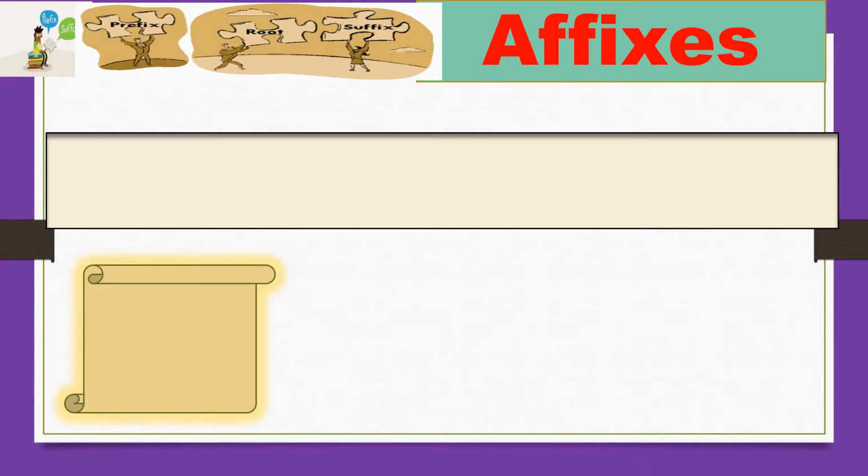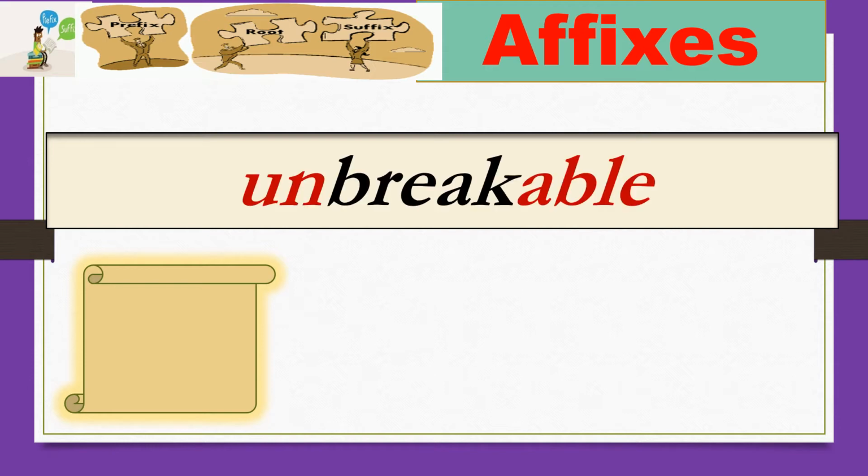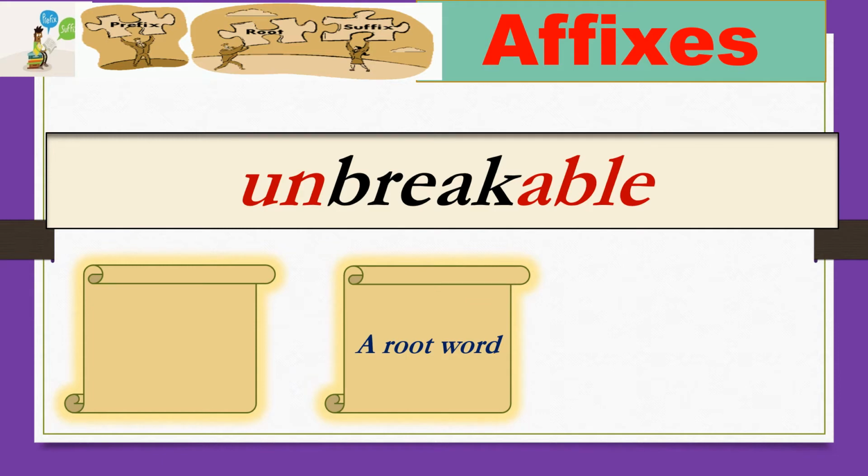Yes, now let's move to something called affixes. What's the meaning of affixes? Affixes تعني الملحقات والتي تلحق بالكلمة الجذر, and we have many kinds of affixes in English, but the most popular affixes are the prefixes and the suffixes. Look at this word, unbreakable. Look at the word in the black color here, break, والتي تعني ينكسر. What do we call this word?